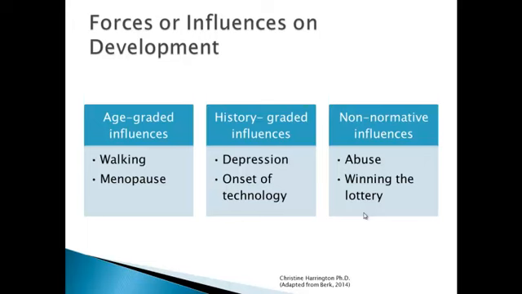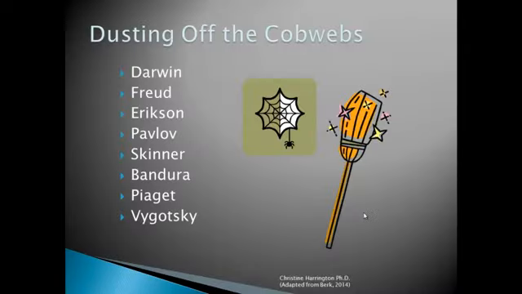And then, of course, there are non-normative influences. These are situations that don't affect everyone, but do affect some people. If a child was abused, that certainly is going to have a significant impact on their lifelong development. Other positive things can also influence it. For instance, if you win the lottery, that would also impact you significantly, and some of that may be in a positive and some in a negative way.